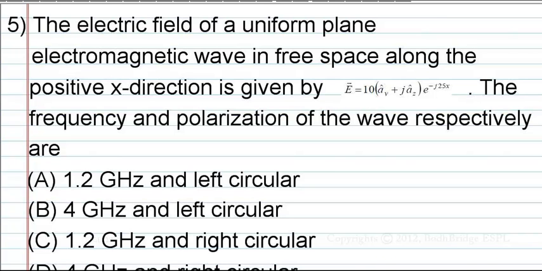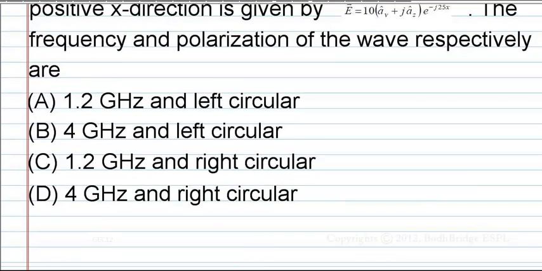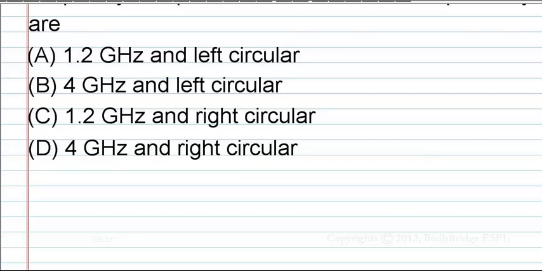The electric field of a uniform plane electromagnetic wave in free space along the positive x direction is given by E bar equal to 10 into ay cap plus j az cap into e power minus j 25x. The frequency and the polarization of the wave respectively are. The options given are 12 GHz and left circular, 4 GHz and left circular, 12 GHz and right circular, 4 GHz and right circular.